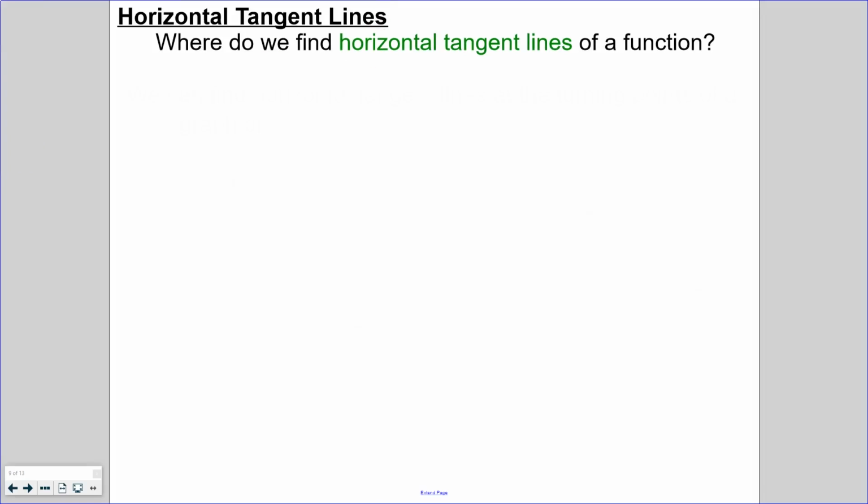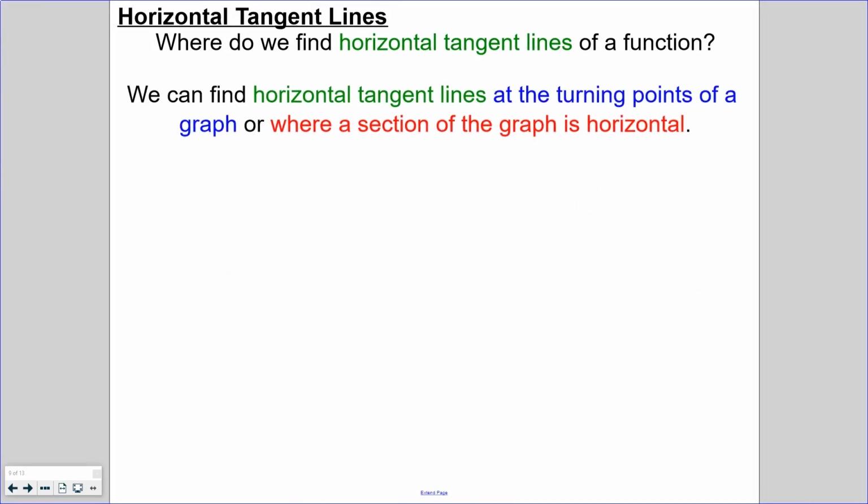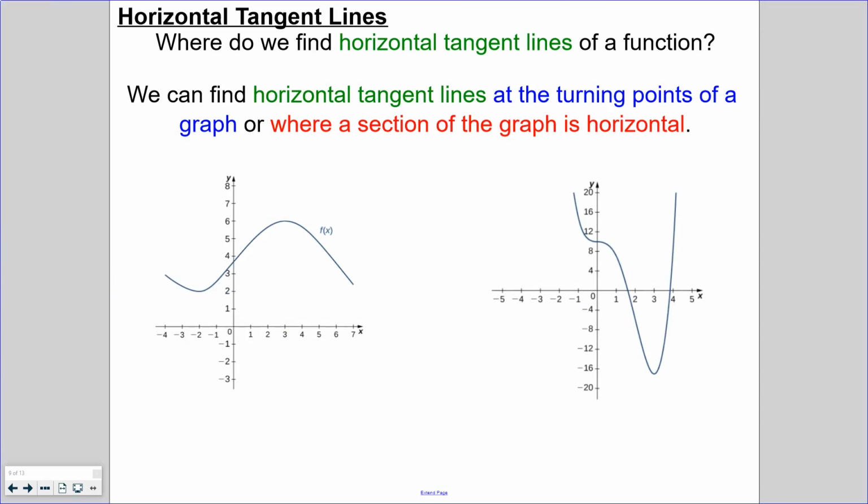So, where do we find horizontal tangent lines of a function? Well, as it turns out, we can find horizontal tangent lines at the turning points of a graph, or where a section of the graph is horizontal. So let's go ahead and take a look at two graphs.